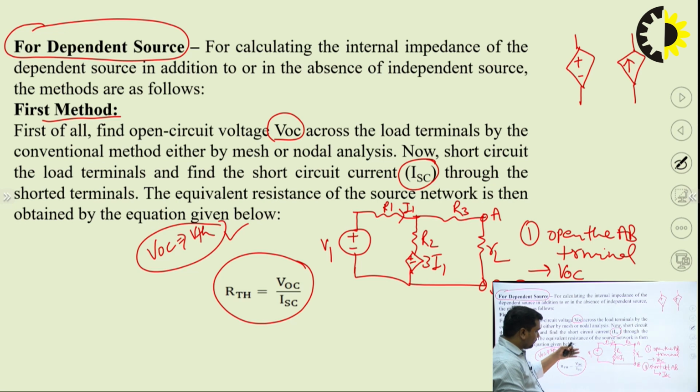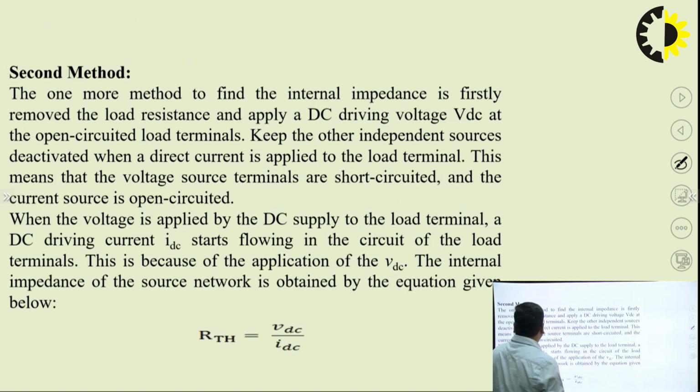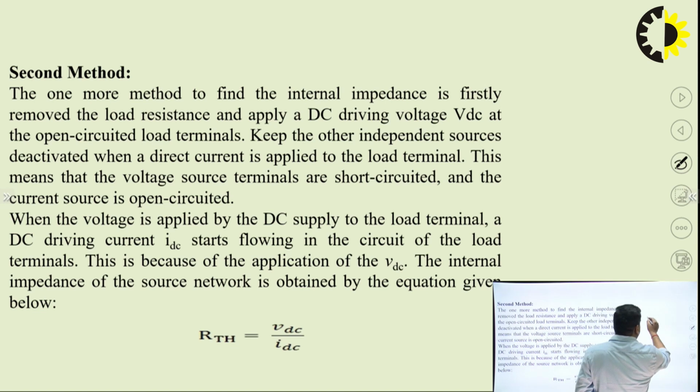So you have to short circuit that particular load terminal and find out the ISC. Then you can get the value of RTH, which is the ratio of the open circuit voltage across that load terminal divided by the short circuit current derived from that load terminal. We have short circuited that load terminal. The second method, after the one we have described for finding VOC and ISC, is that whatever the load terminal is, we have to put a voltage source VDC.